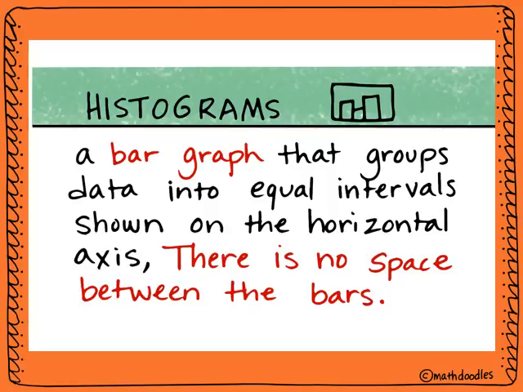Pages, and we don't normally talk about histograms, but I kind of like how this shows the difference between a histogram and a bar graph. So a histogram is a type of bar graph that groups data into equal intervals shown on the horizontal axis, which is the x-axis, and there is no space between the bars. I will have an example of that in just a moment.